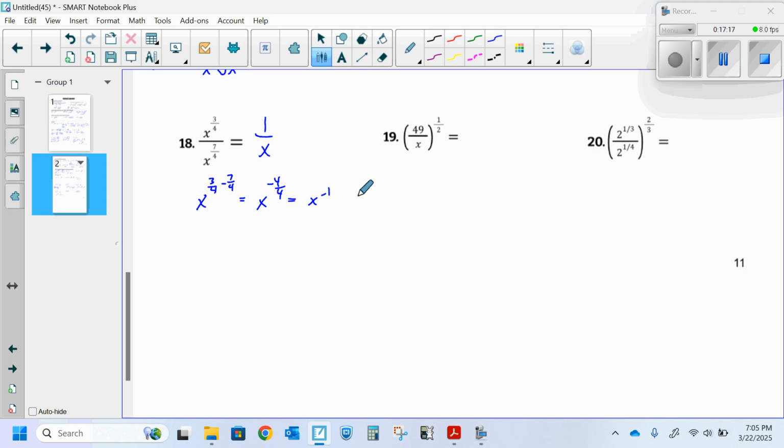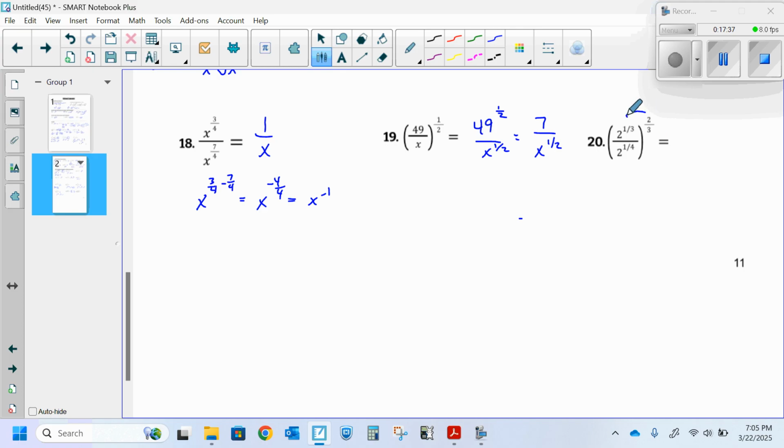All right, here everything's being raised to the 1/2 power. Now, oops, we'll go ahead and rewrite it. Now, nothing you can do with that, but you can simplify that. That's the square root of 49 over x to the 1/2.